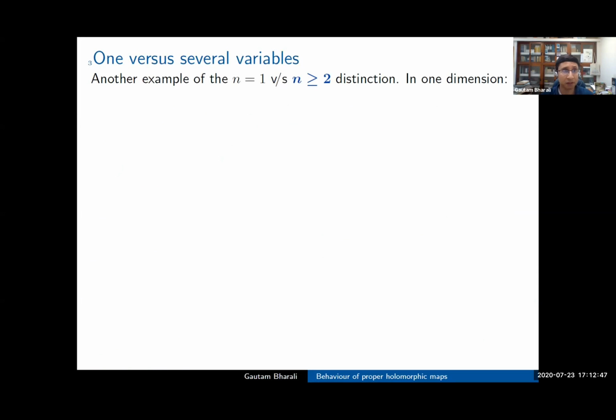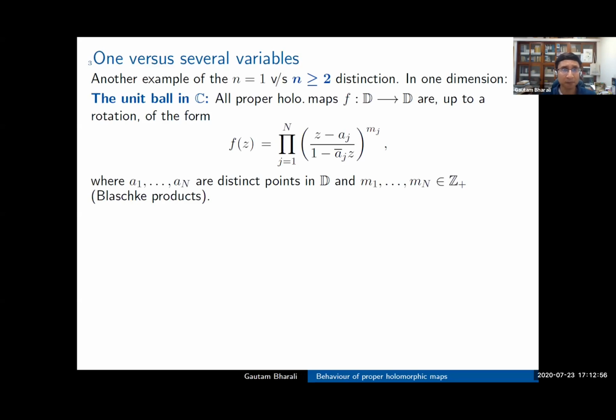So moving on further, I want to stay on this topic of one dimension versus higher dimensions for a little bit more. Consider the unit ball in C. So I'm deliberately calling the familiar disk that a lot of you in the audience are familiar with the ball, the unit ball in the plane. And I want to describe all proper holomorphic self-maps of the unit ball in C.